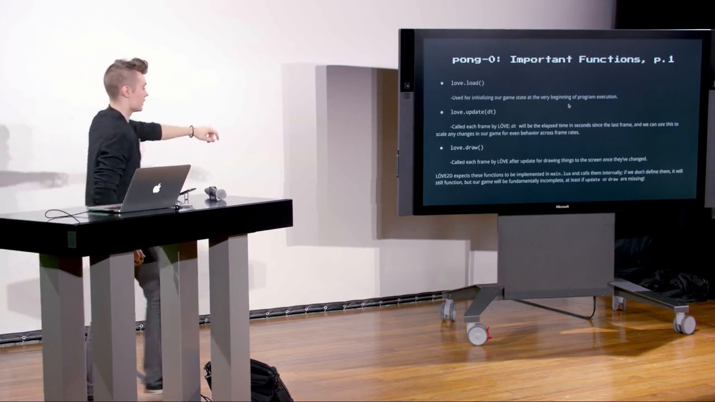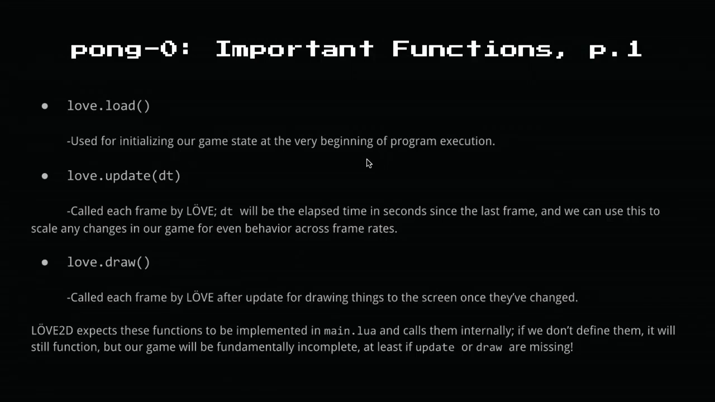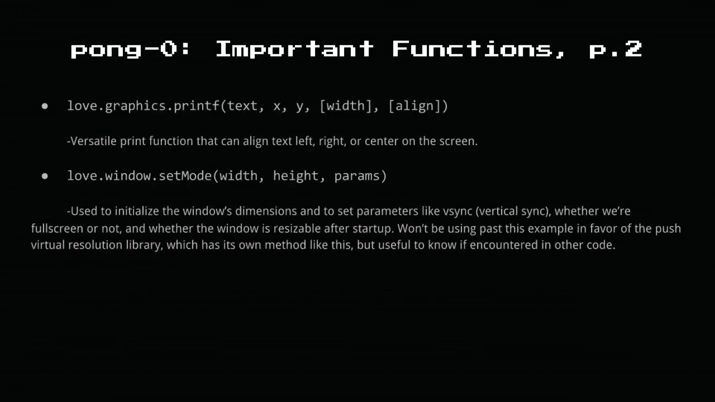love.draw is the other big function. Between update and draw, they're arguably the two most important functions. love.draw is the function that we're going to define that has all of our drawing behavior, our rendering behavior in it. And that's where we can draw our paddles, we can draw our ball, and then update is where we can change the paddle's position and so forth.